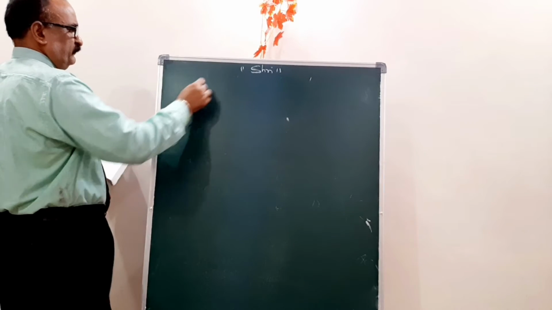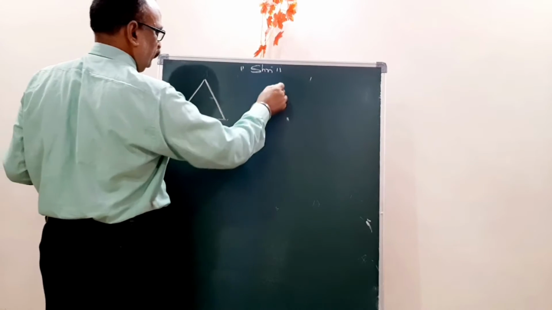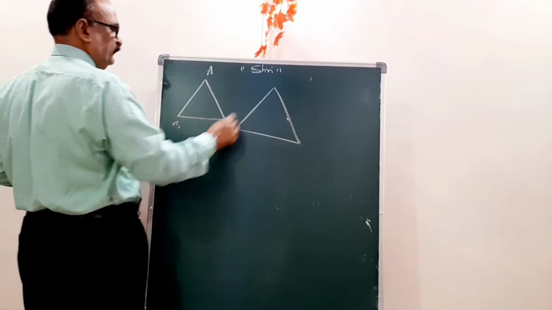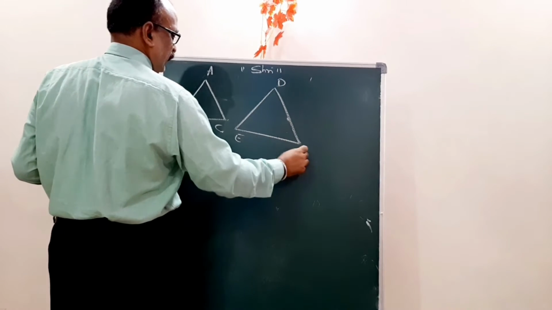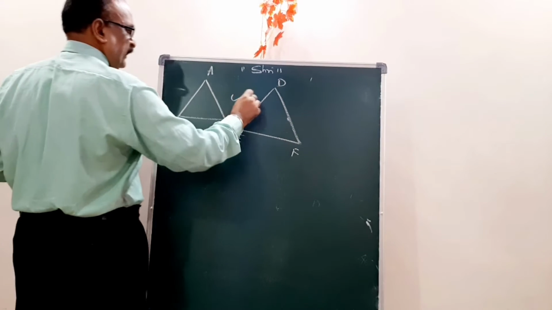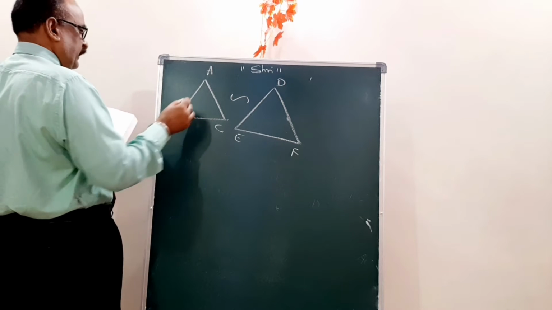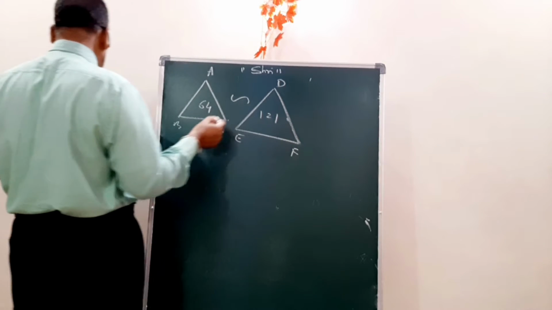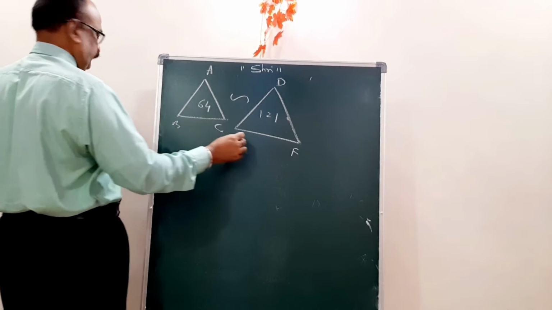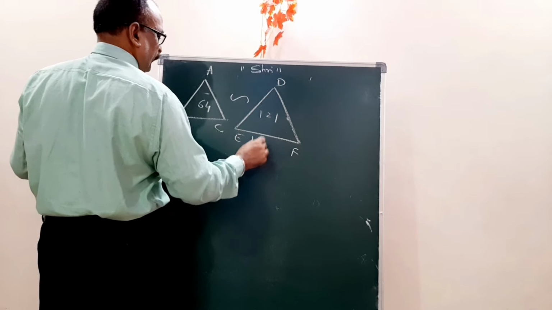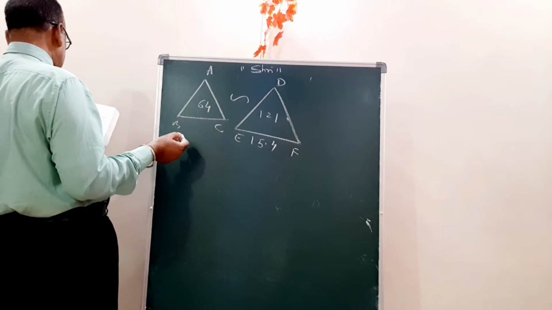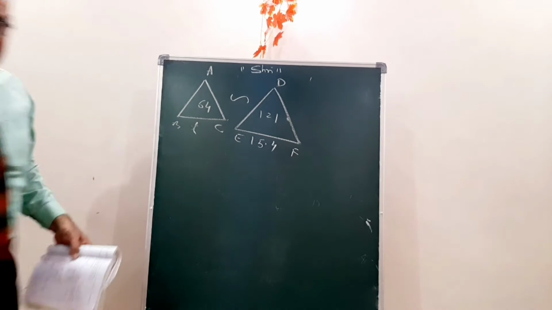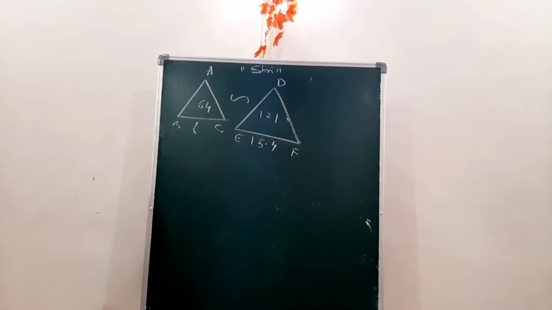See, triangle ABC and DEF. This triangle is similar to this. Area is 64 given to you. This is 121. EF is equal to 15.4. And what you have to find? You have to find BC. It means this is the question mark. See how to solve this question.